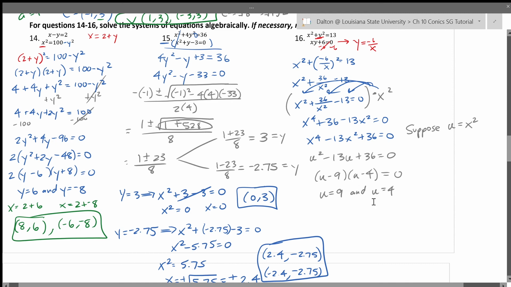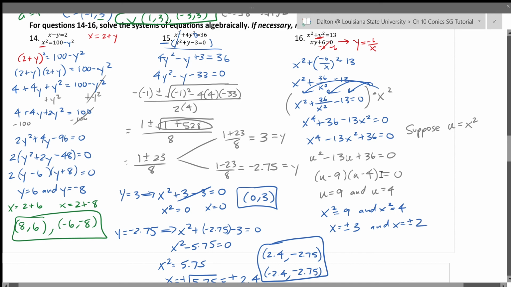Now, we solved for u, but the whole point was to actually solve for x, right? So now we're going to resubstitute, where we said u is equal to x squared, and instead of u equals 9 and u equals 4, we're going to say x squared is equal to 9 and x squared is equal to 4. And then you're going to figure out what these are. If I take the square root of both sides, I get x is plus and minus 3 and x is plus and minus 2. So I have 4 different x values for this intersection: positive 3, negative 3, positive 2, negative 2.